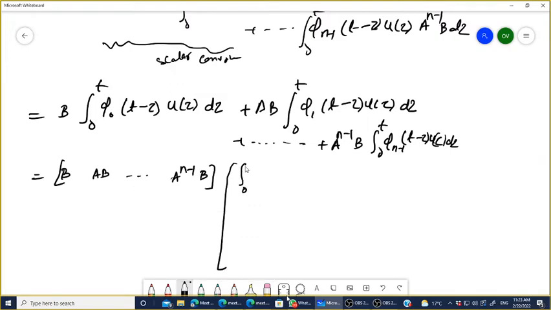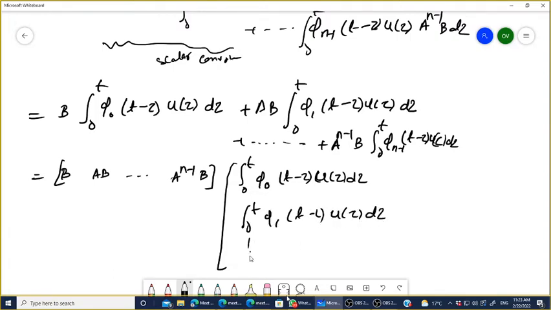Integration, yes, 0 to t phi 0, t minus tau into u tau into d tau. Very good, very nice. 0 to t phi 1 t minus tau u tau d tau, and so on up to 0 to t phi n minus 1 t minus tau u tau d tau, right?